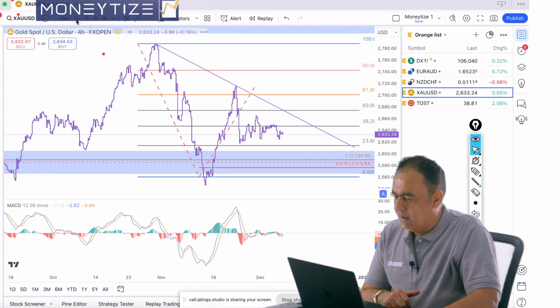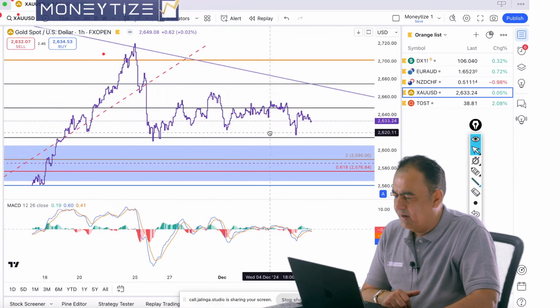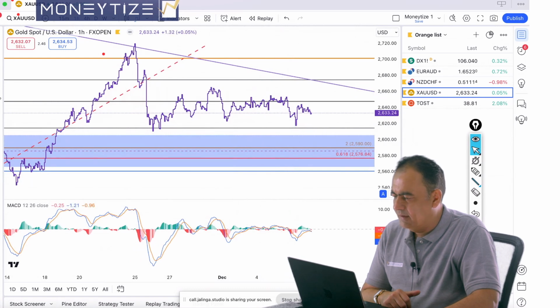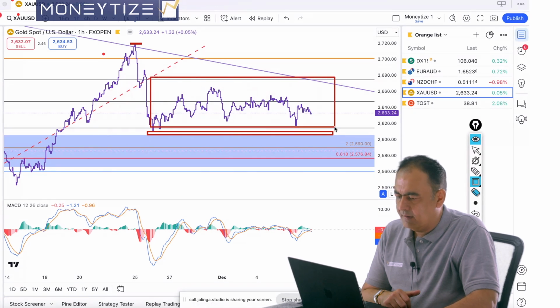Now I'm moving to the 1-hourly time frame. Based on the 1-hourly time frame, it's in a sideways consolidation at the moment. So here, dropping from the trend line, coming to the specific support zone, it has gone flat, it has gone sideways.